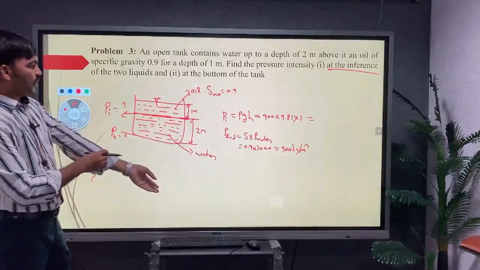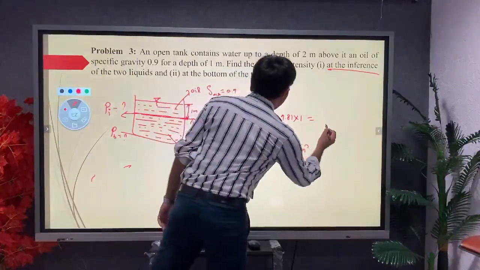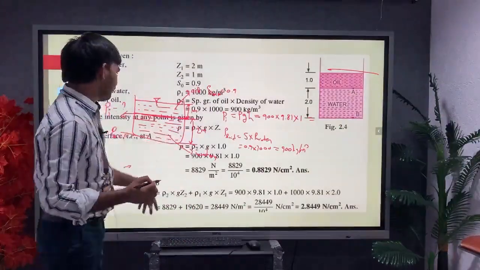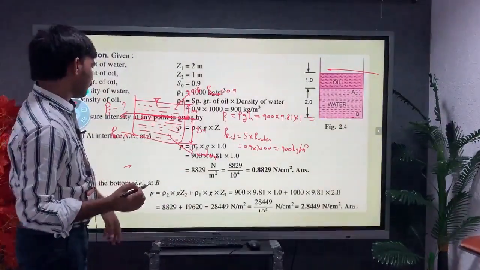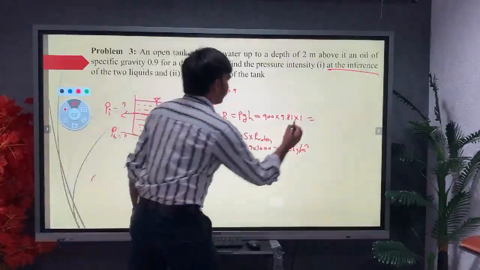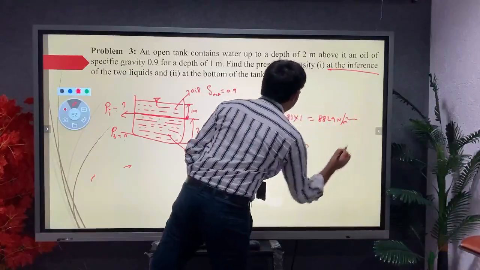So it is approximately 8829 Newton per meter square at the interface.